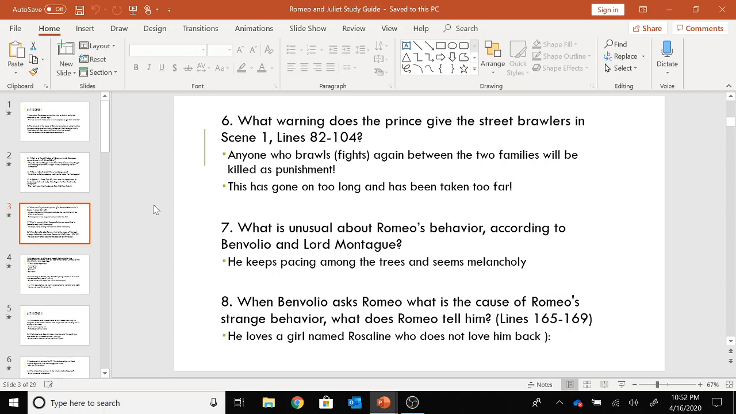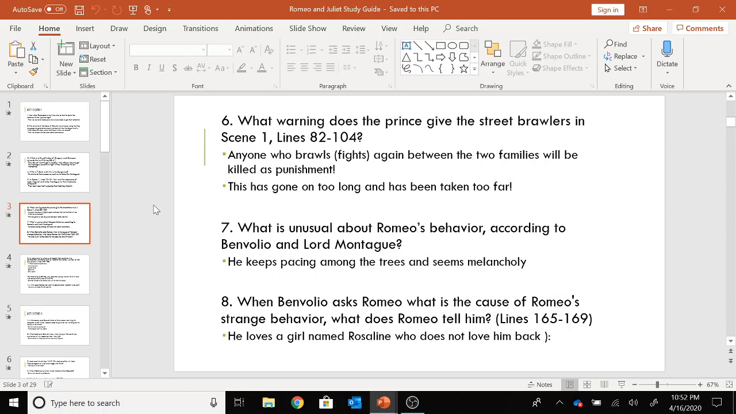And then we are introduced to Romeo here at this point, and he seems to be acting strangely, right? He is described as pacing amongst the trees and seems melancholy. And I implore you to define that word on your own, and if you can't, look it up in the dictionary, give it a quick Google, it's worth a Google, and use that definition to try to paint an image in your head of what you think Romeo actually is doing in this scene.